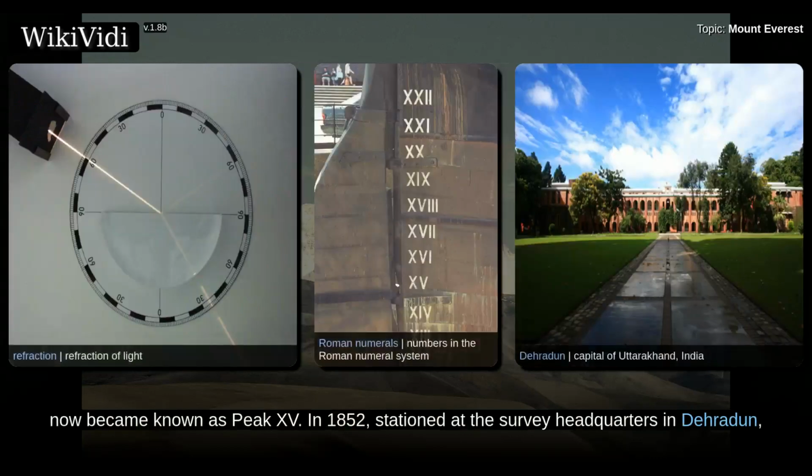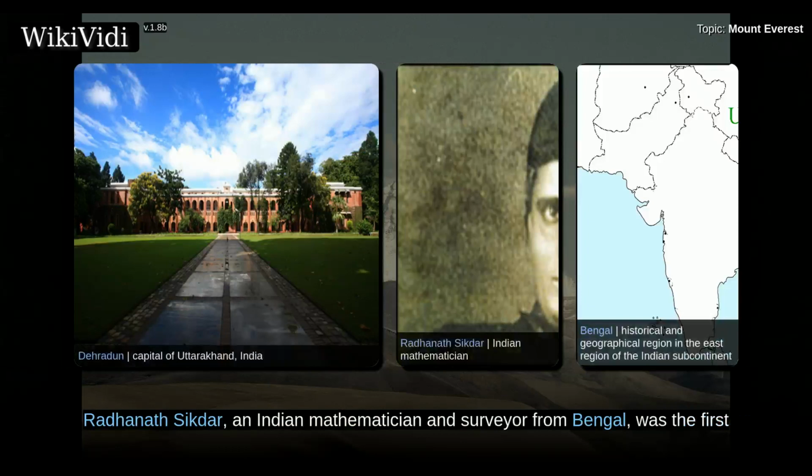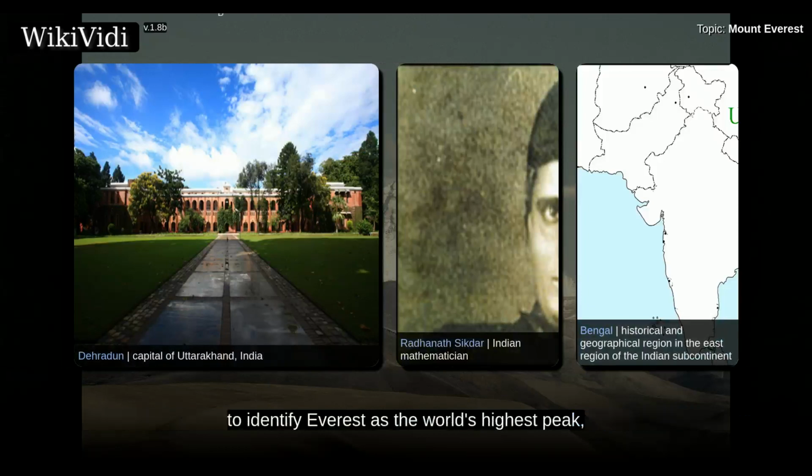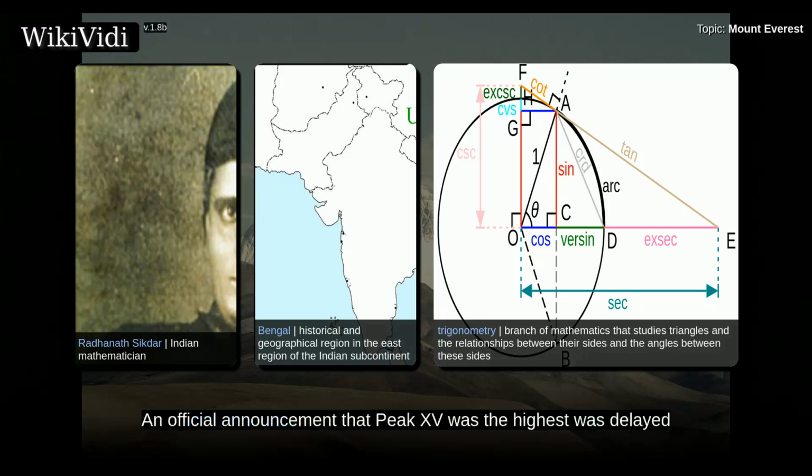In 1852, stationed at the survey headquarters in Dehradun, Radhanath Sikdar, an Indian mathematician and surveyor from Bengal, was the first to identify Everest as the world's highest peak, using trigonometric calculations based on Nicholson's measurements. An official announcement that Peak 15 was the highest was delayed for several years as the calculations were repeatedly verified.